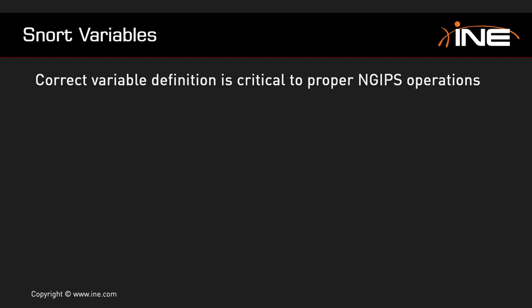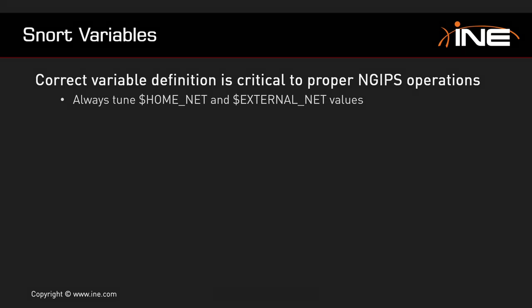I will be emphasizing this over and over again. The definition of variables, the configuration of variables, is going to be critical to any type of next generation IPS deployment. If you misconfigure this component, it could potentially blind your IPS system, rendering it pretty much unusable. Now, the two most important variables you should always tune are going to be the HomeNet, which is what defines your protected networks, and the external net variable, which is what defines your suspected network.